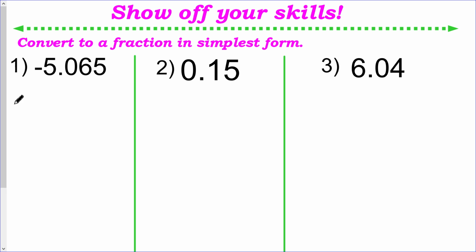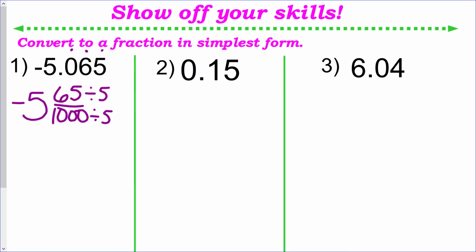The first one would be -5 and 65 over 1,000. Because again, it goes tenths, hundredths, thousandths. Anything that ends in a 5 and a 0, we know 5 can go in. So then we have -5. 65 divided by 5 is 13. And 1,000 divided by 5 is 200.